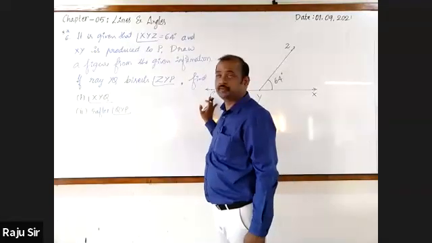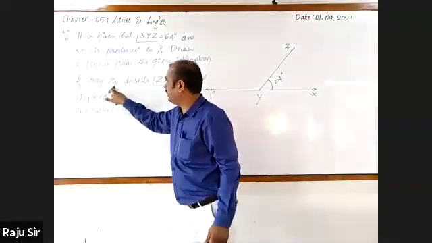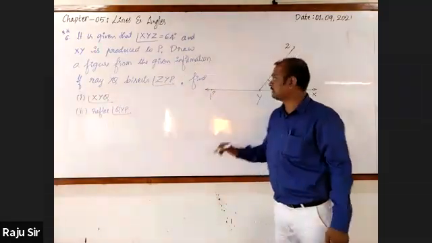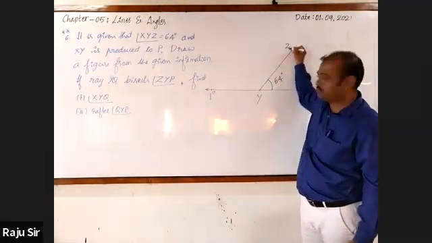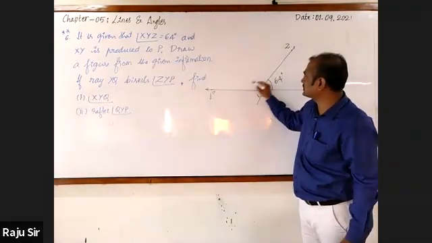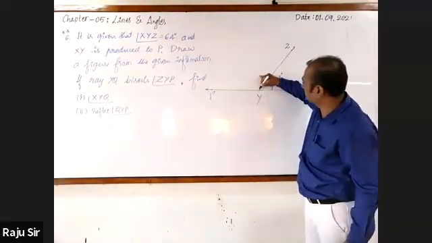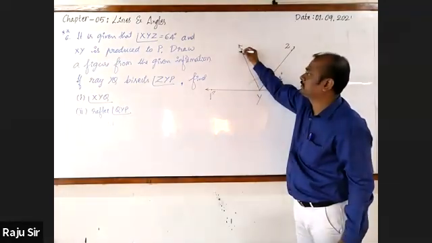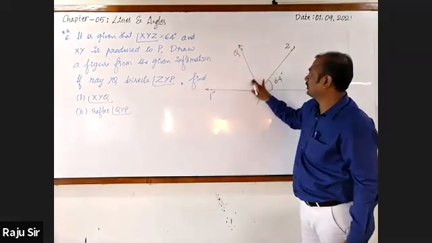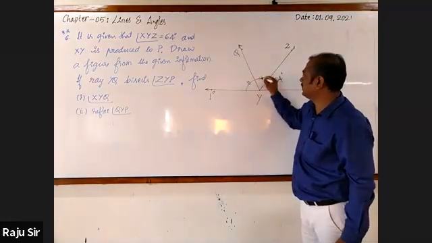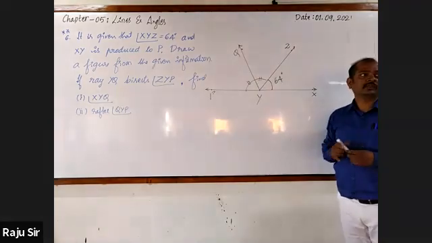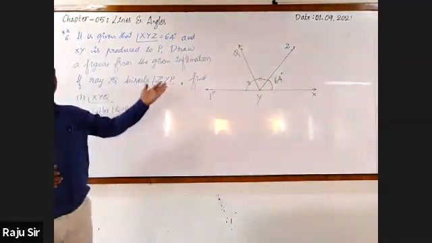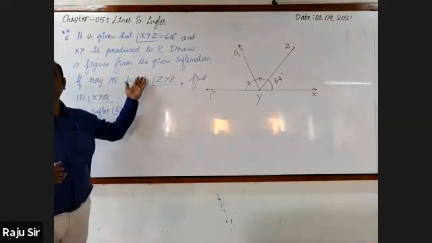We have drawn that. Next, YQ bisects angle ZYP. See, this is angle ZYP. This is the angle we bisect. This is the bisector, ray YQ. Now this angle is divided into two equal parts. Clear? This is the appropriate geometrical figure relevant to the given statement.